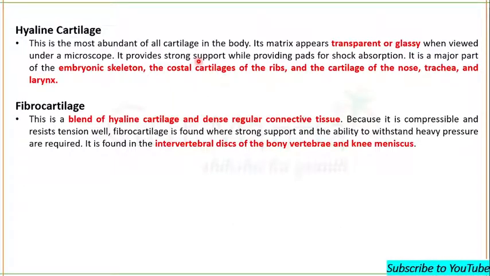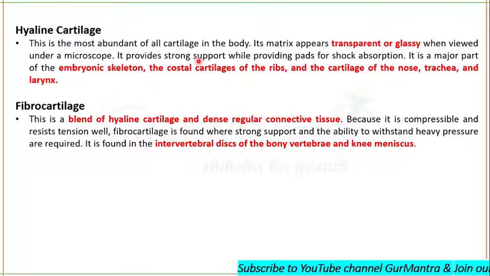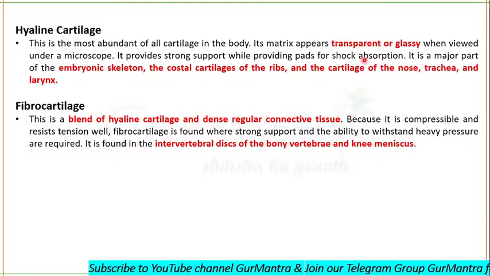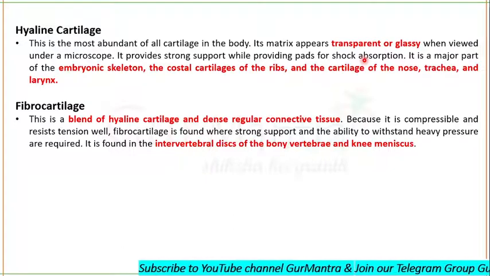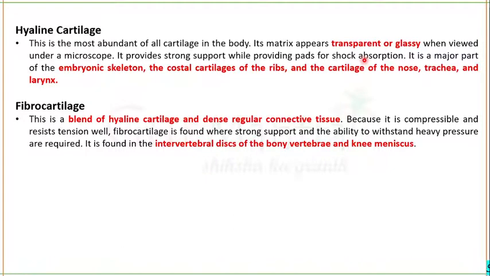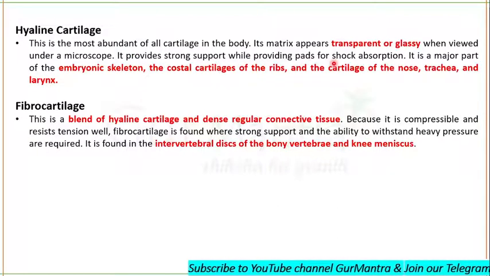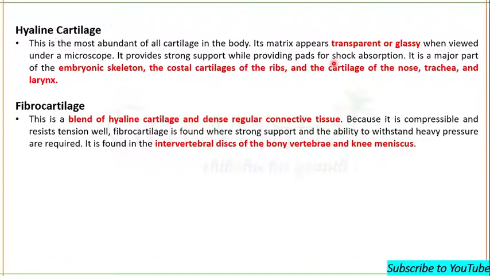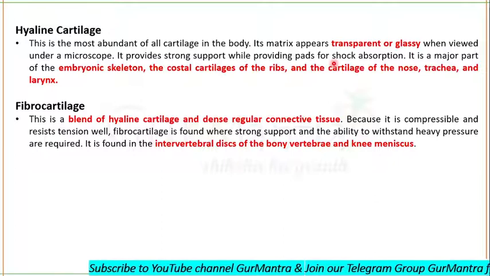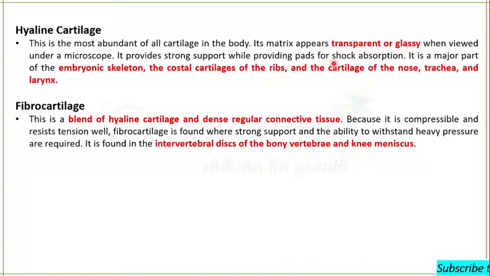Then hyaline cartilage, the most abundant cartilage, whose matrix appears transparent or glassy under the microscope. You will see a bluish-whitish shiny ground substance with fine collagen fibers and many chondrocytes. What is the function of hyaline cartilage? It provides support while providing pads for shock absorption. Elastic cartilage maintains structure along with flexibility, while hyaline cartilage provides support and shock absorption.